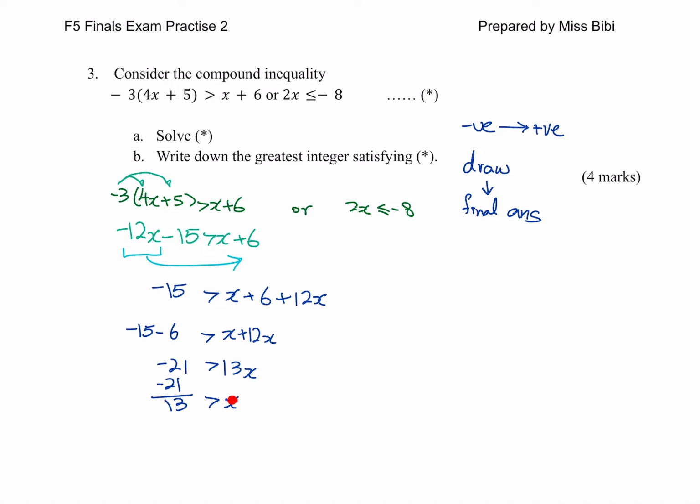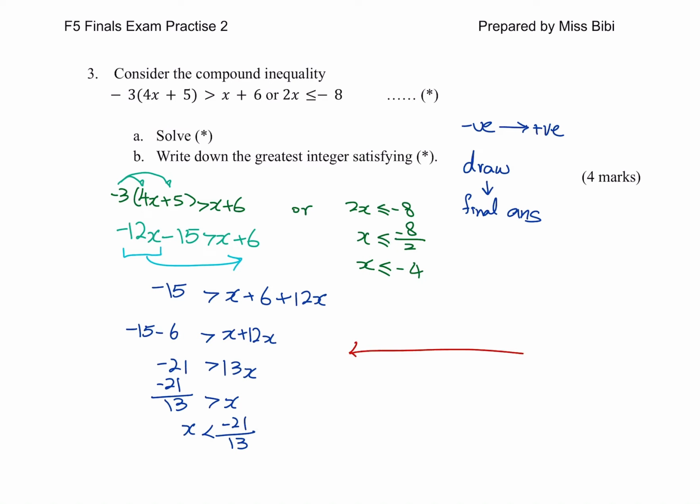So this one is saying x is less than this thing. So let's write it back to the left side for our own convenience later on. Okay, how about for this one? 2 here is multiplied, so if you move it to the other side, it will be divided. Yay. So negative 8 divided by 2, you get negative 4. Now both of the solutions are done, but we have to draw to find the final answer.